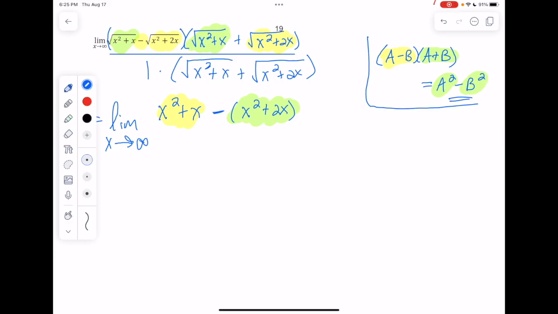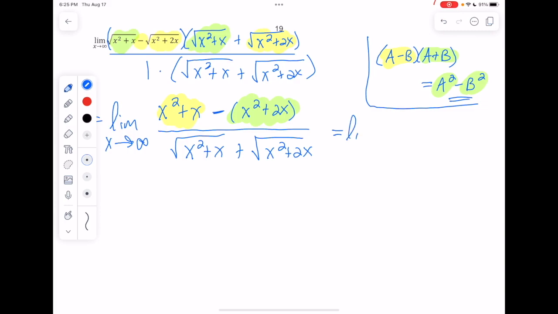And in the bottom, there's no multiplication going on, so I'm just going to copy that down: square root of x squared plus x plus the square root of x squared plus 2x. All right, so what ends up happening with all of that? Well, in the numerator, you get some simplification. Let's carry that over here. So you get the limit as x goes to infinity. The x squareds cancel, and then you have x minus 2x, which ends up being a negative x in the numerator. For the denominator, those are not the same, so I can't really simplify it much. So for the moment, I'm just going to copy it.